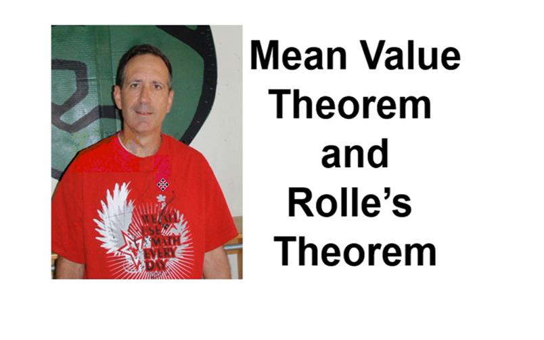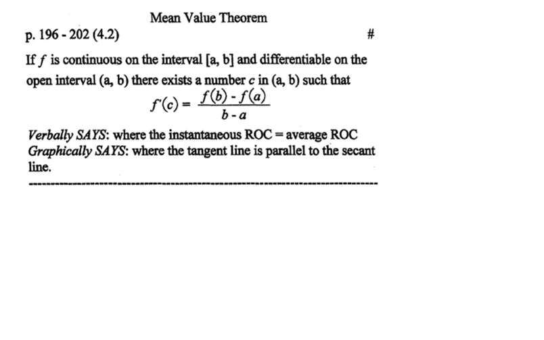Mean value theorem and its very closely related theorem, Rolle's theorem. The mean value theorem: if f is continuous on the closed interval a to b, and differentiable on the open interval a to b, there exists a number c in the open interval a to b such that f prime of c equals f of b minus f of a over b minus a. Verbally, that's where the instantaneous rate of change equals the average rate of change.